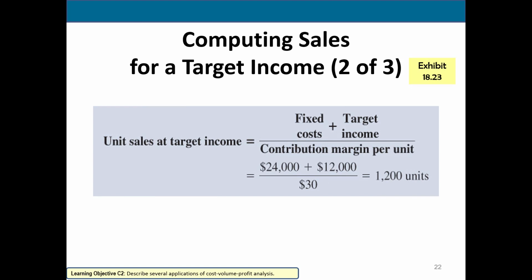We can do the same computation, but for units. So again, fixed cost plus target income in the numerator, but here we're going to divide by contribution margin per unit instead of the percentage. And this will tell us how many units we need to sell to earn the target income of $12,000.